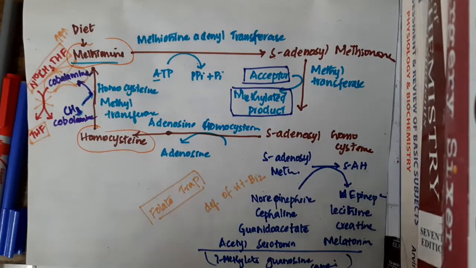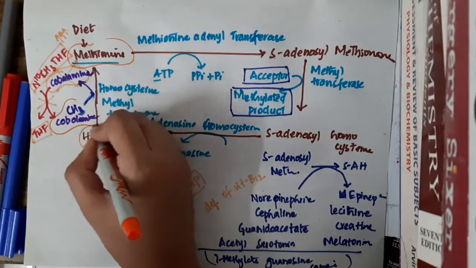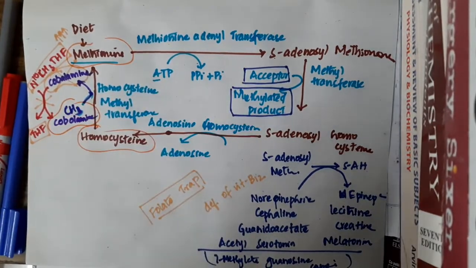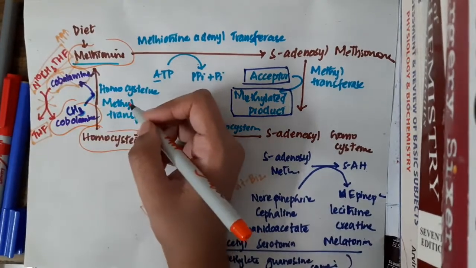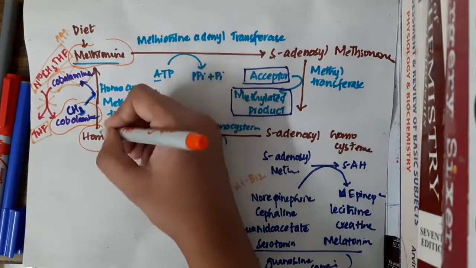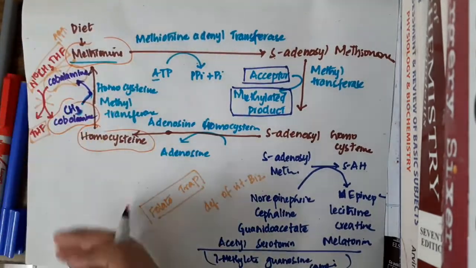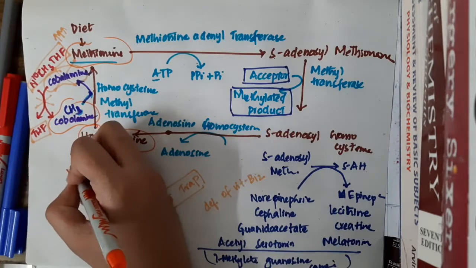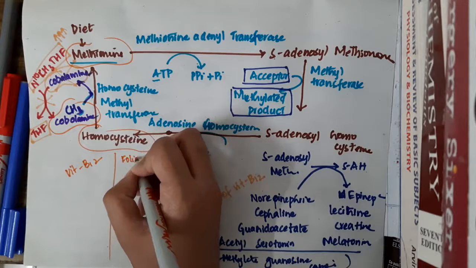The defect can be in the synthesis of methylcobalamin. The defect can be in methylcobalamin synthase, or the defect can be in tetrahydrofolate reductase. That means for this process to occur, for this conversion of homocysteine to methionine, we require vitamin B12 and also folic acid.